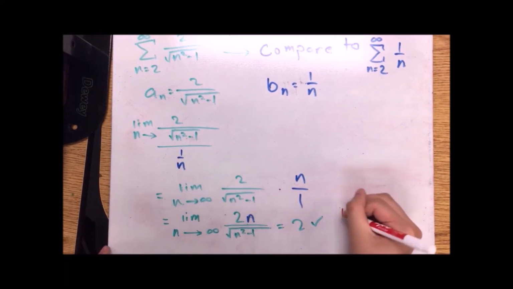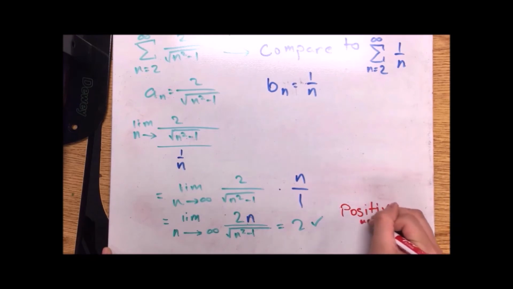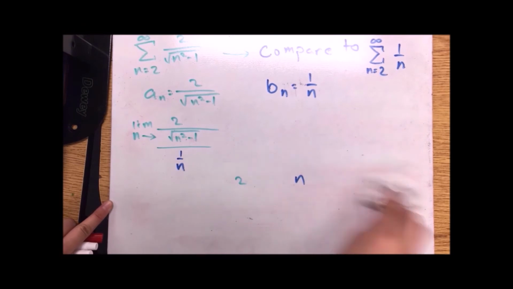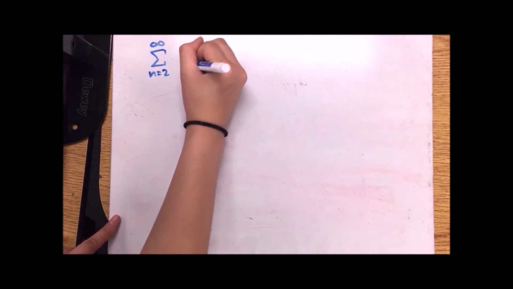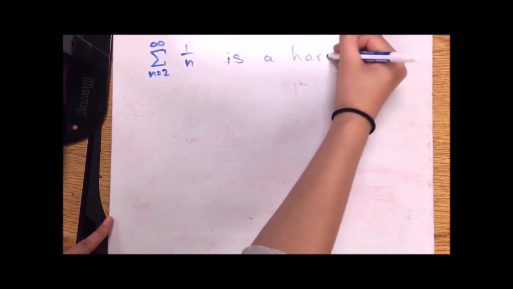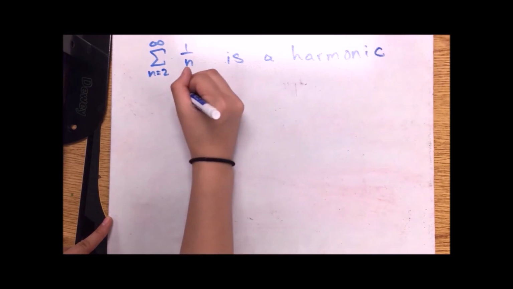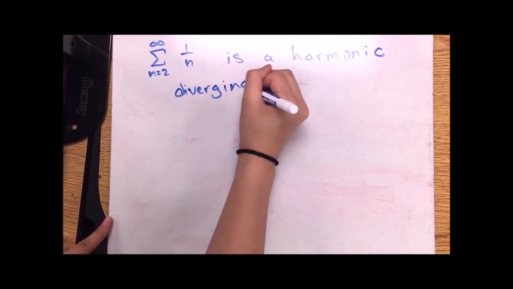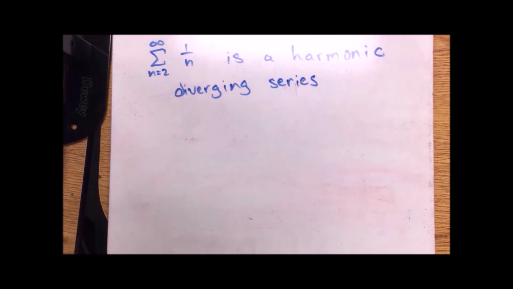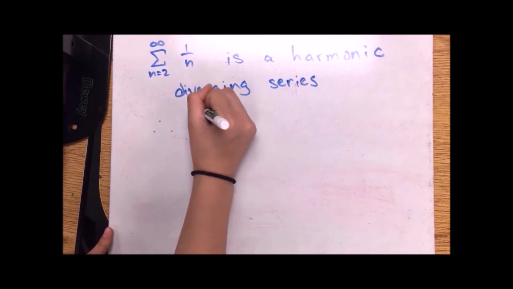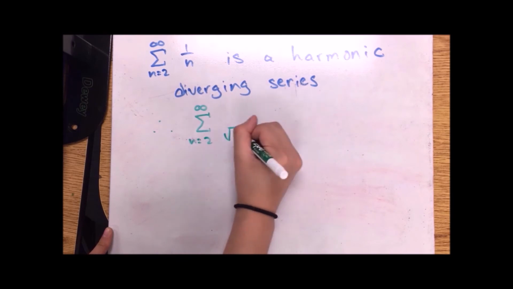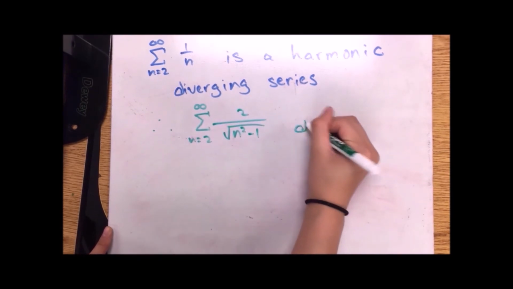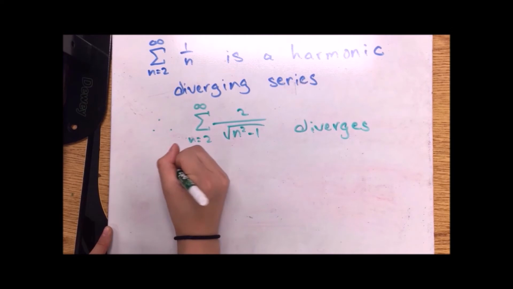We get 2, which is a positive and finite number. Because of this, we can now use the limit comparison test. 1 over n is a harmonic divergent series. The series diverges. Therefore, by the limit comparison test, we can say that the series of 2 over the square root of n squared minus 1 diverges.